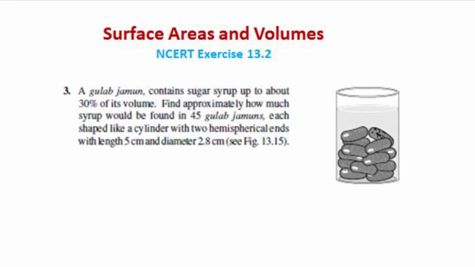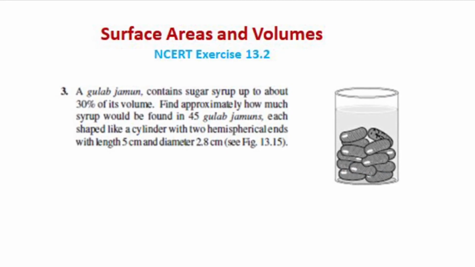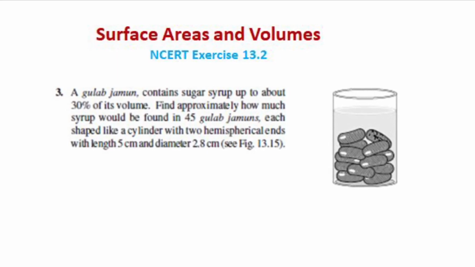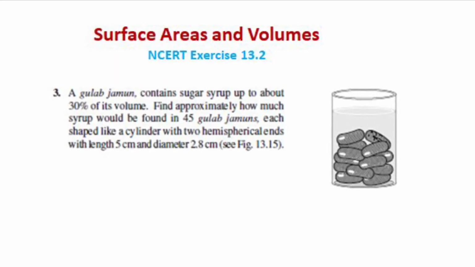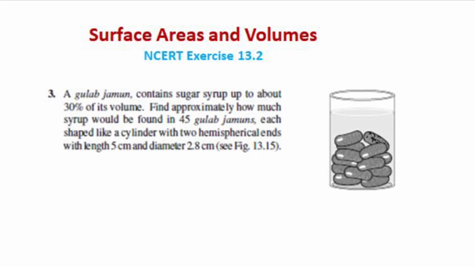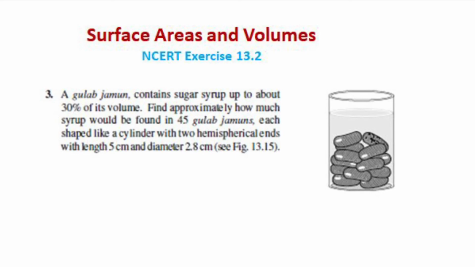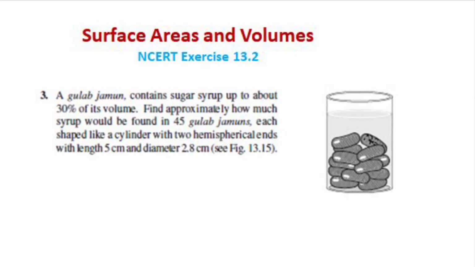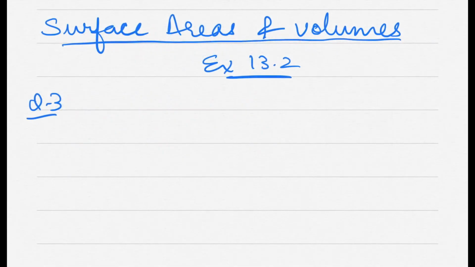Question number 3. So question number 3 says a gulab jamun contains sugar syrup up to about 30% of its volume. Find approximately how much syrup would be found in 45 gulab jamuns, each shaped like a cylinder with 2 hemispherical ends with length 5 centimeter and diameter is 2.8 centimeter. Okay, so let's make gulab jamun.